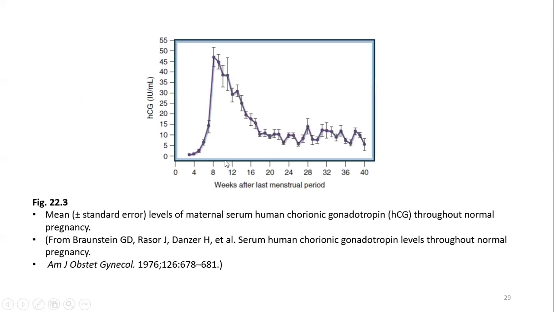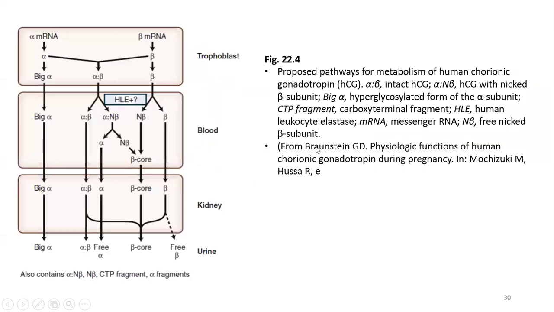So this is the secretion pattern of maternal HCG throughout a normal pregnancy. As we can see, the HCG level rises during early pregnancy, peaks at around 8 to 12 weeks, and then as the pregnancy progresses, it gradually comes down, reaches another level at around 18 to 20 weeks, and after that, a constant level is maintained throughout delivery.